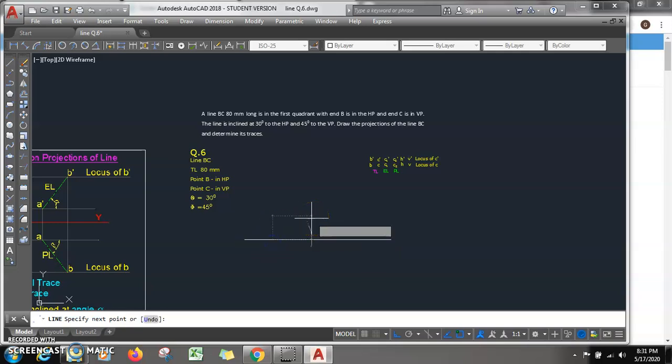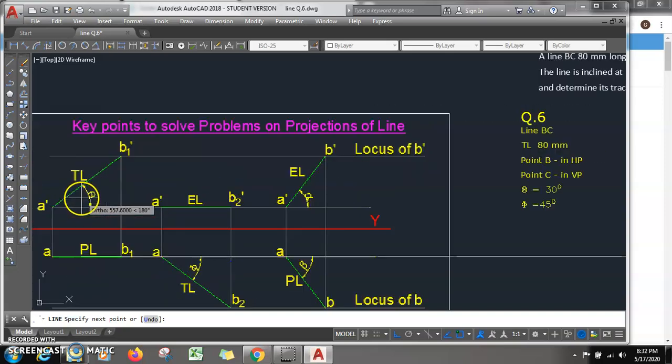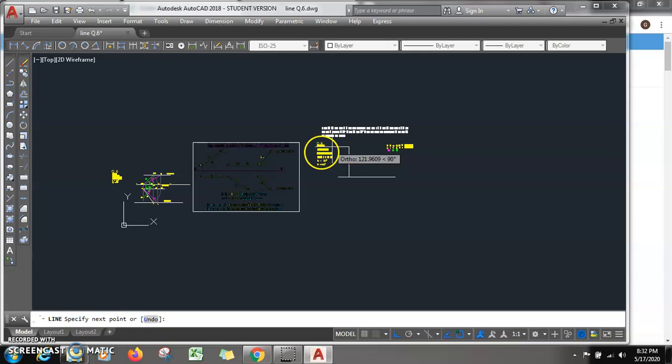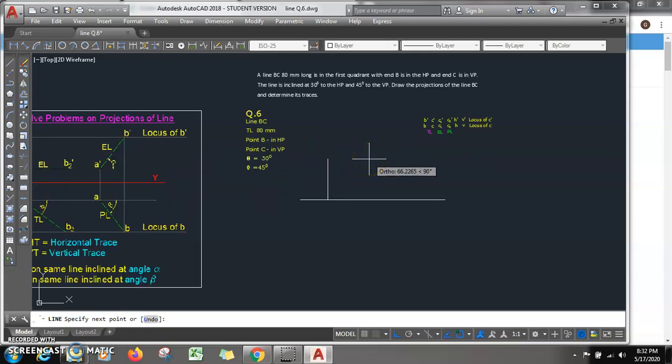True length can be drawn at an angle of theta. We know whenever true length is there, it will be drawn at angle theta, and the notation will be A dash and B1 dash. So in our case the line is BC, so it will be B dash and C1 dash. The true length is 80 mm, and the angle is 30 degree, enter.